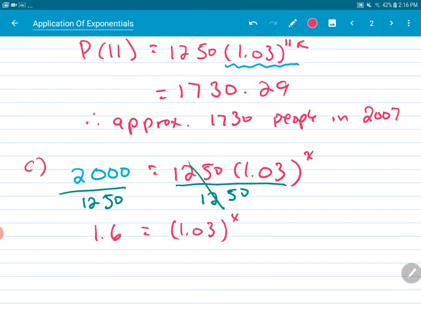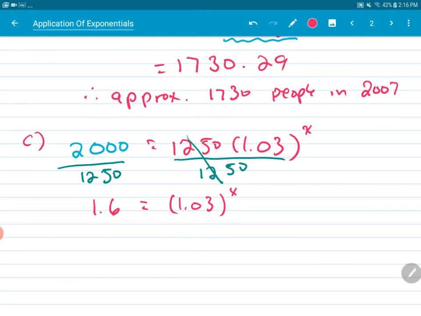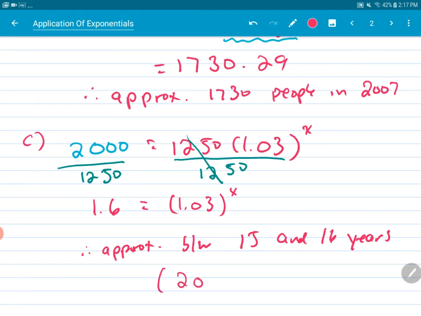And this is where it just ends up being a little bit of guess and check right now, because it's not a grade 11 concept to know how to solve for x here. So sometimes questions in the textbook might ask you that. You just got to guess and check until you get closer and closer and closer. So again, you can pause, do your trial and error. In the end, you'll get approximately between 15 and 16 years since 1996. So it would be between 2011 and 2012.